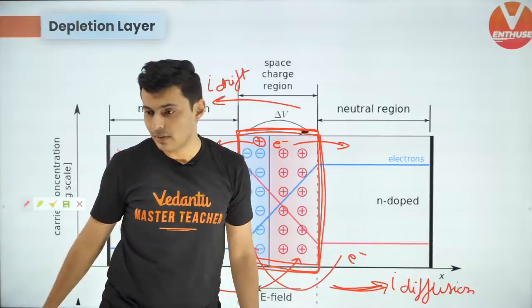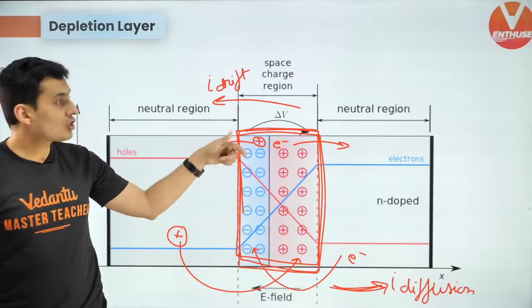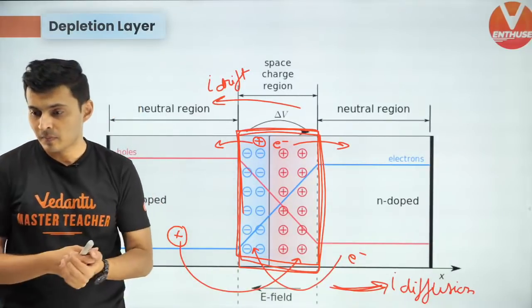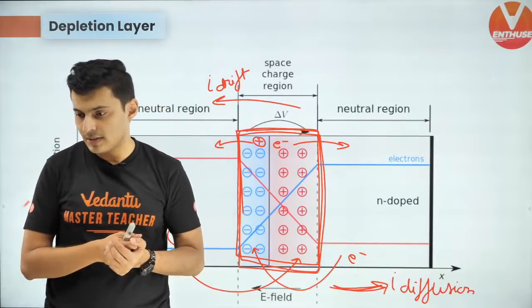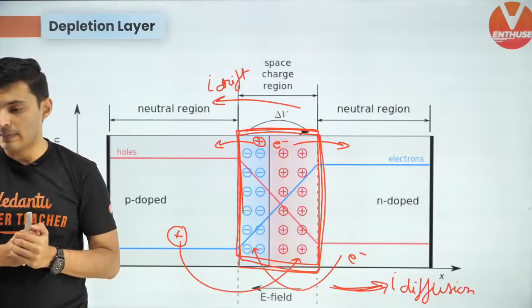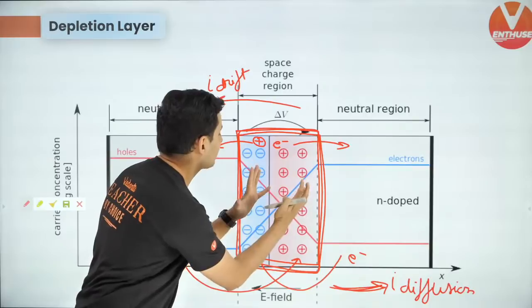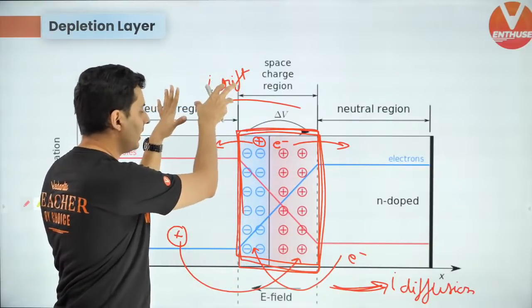Is that now clear, everyone? Yes. So there is a drift current and a diffusion current. Everybody understanding this? Very, very important. So inside this zone, whatever gets formed will cause drift current.